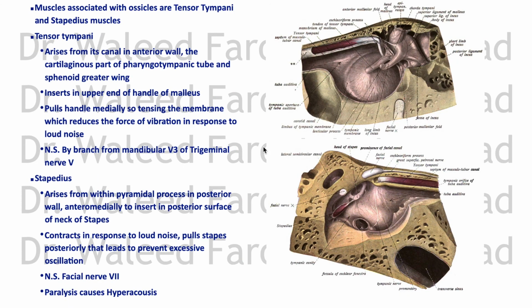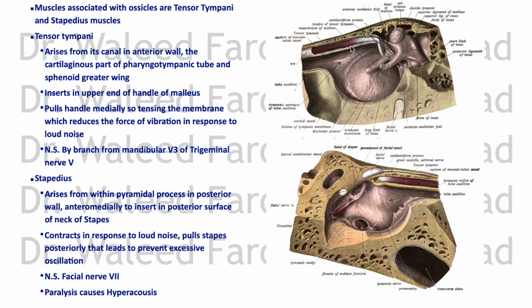Now, muscles associated with the ossicles. We have two muscles. The tensor tympani muscle originates from the undersurface of the greater wing of sphenoid and from the cartilaginous part of the tube, goes backwards, and then around the cochleariform process, it turns laterally to insert into the handle of the malleus. The nerve supply of the tensor tympani is the nerve to medial pterygoid. Remember this, I studied it in the infratemporal fossa.